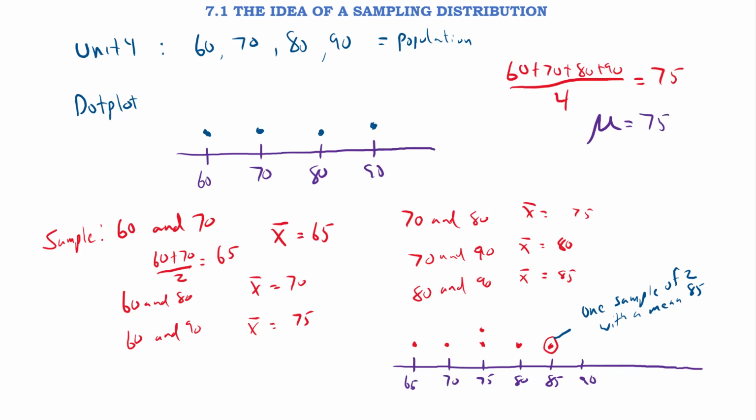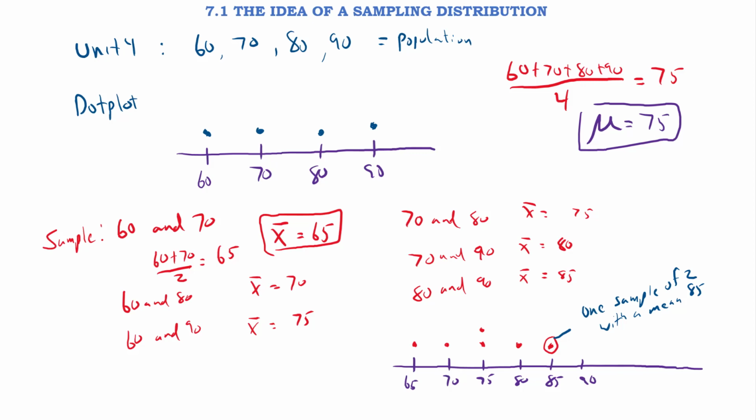Okay? So again, for our sample means we're dealing with x bar. For our population mean, we're dealing with mu. And understand that they may ask you from time to time, on a dot plot, what those dots represent. So understand what those dots are representing, which is one sample of 2 with a mean of 85.